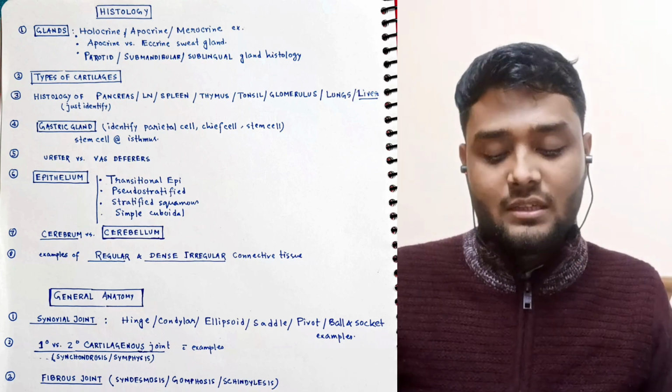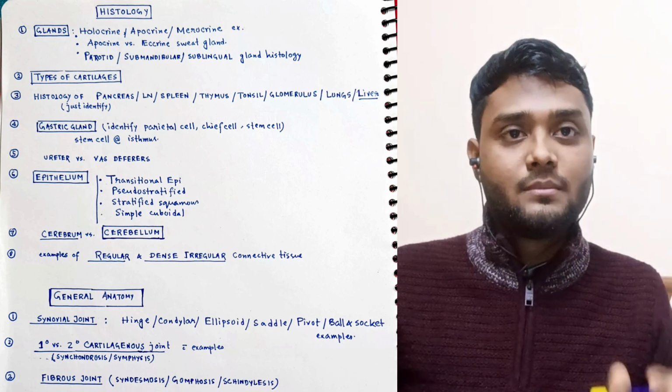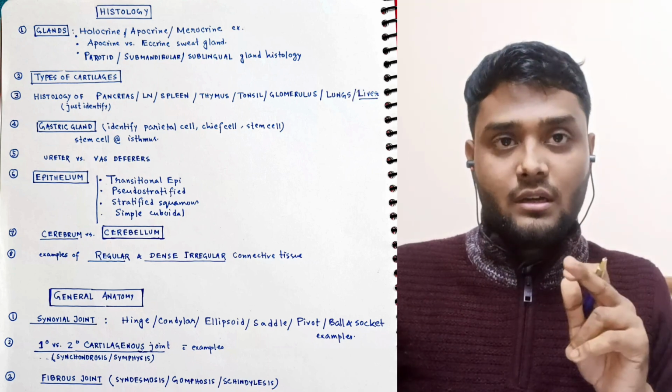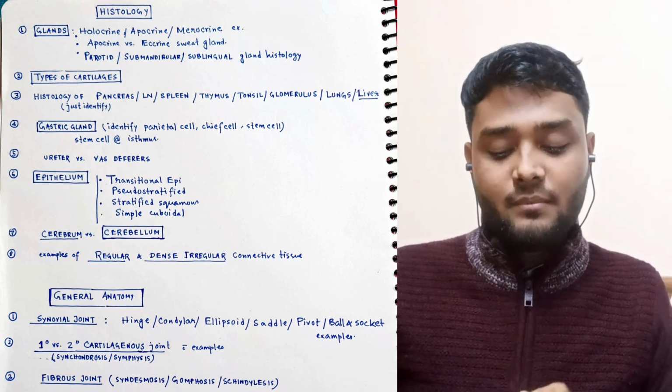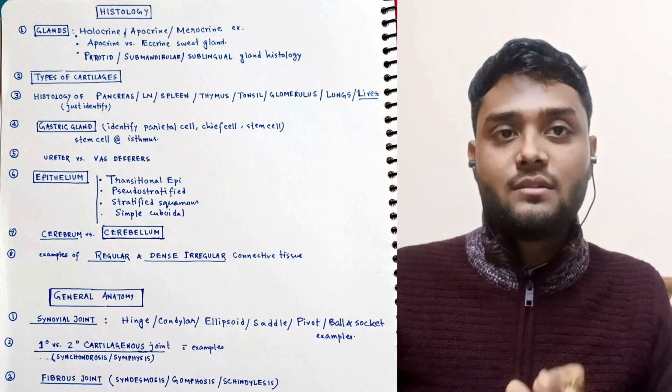Okay, then epithelium: transitional epithelium, pseudostratified epithelium, stratified squamous and simple cuboidal epithelium. They are examples. Now histologically you have to differentiate cerebrum versus cerebellum, important. Then examples of dense regular and dense irregular connective tissue. This is all you need to read from the histology aspect.